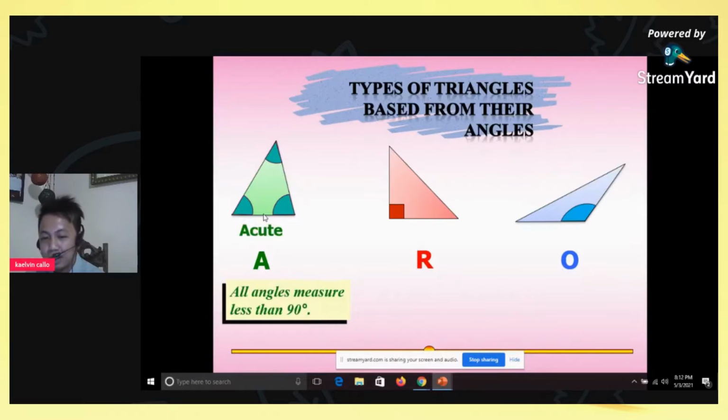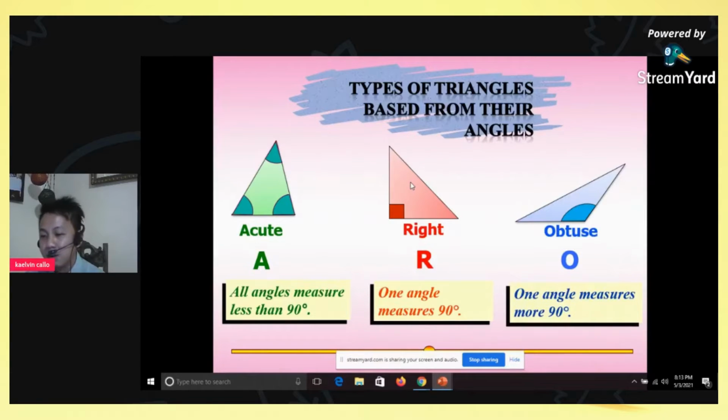It is the acute triangle. All angles measure less than 90 degrees. So for example, we have a 30, 70, 80 degree triangle. Next, we have your right triangle. One angle measures 90 degrees. The sides that form the 90 degrees are called the legs. They are perpendicular to each other. And the side opposite to 90 degrees is the hypotenuse. It is the longest side of the triangle.